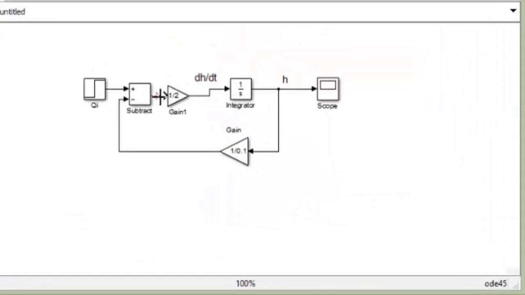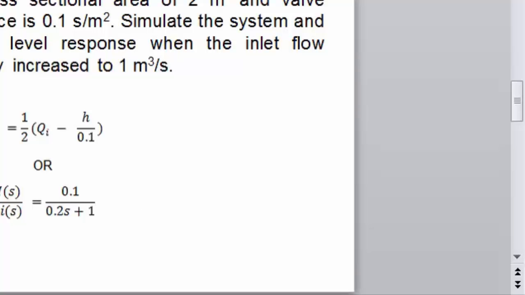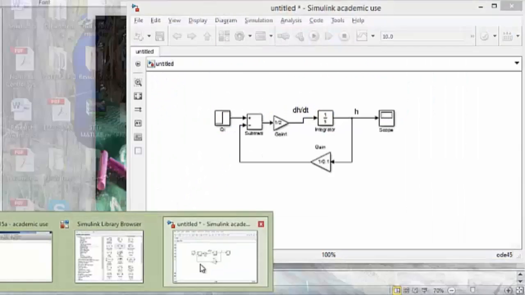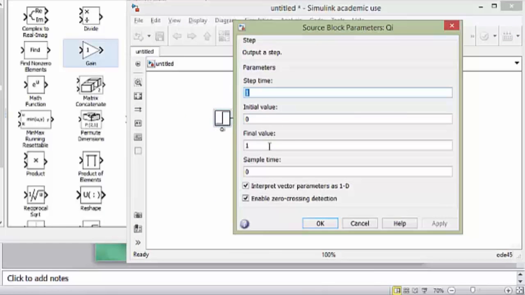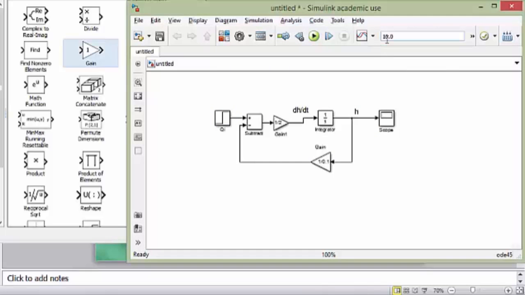Now this is what this dh by dt is. So qi is the input, h is the process variable. So we got the model done, 1 by 2 times qi minus h by 0.1. The process model is done. Now to modify the input according to the problem statement, the step time is 0. At the 0th instant the input is given, which is having a magnitude of 1. Now with the default simulation parameters available in SIMULINK, we can run the system.